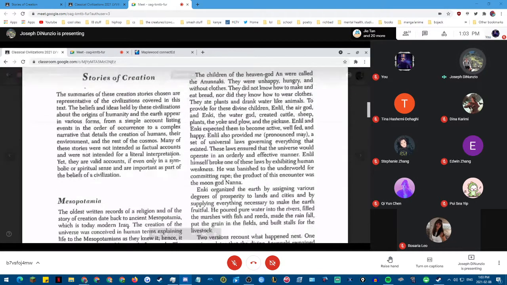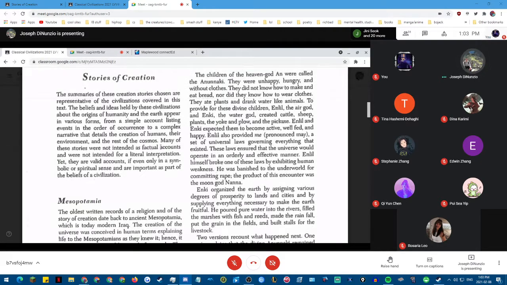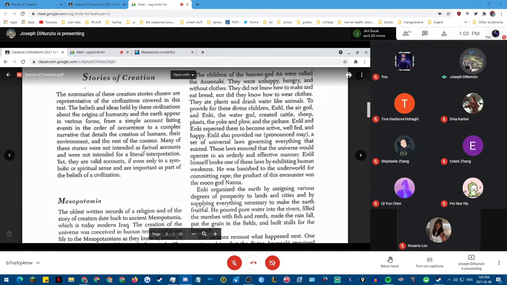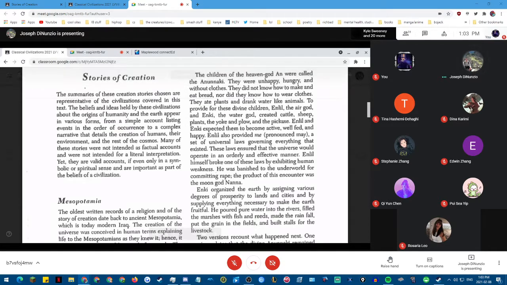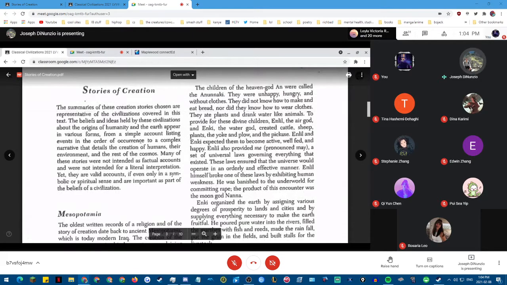Good. I think that's really important, that last part. Many of these stories were not intended as factual accounts and were not intended for a literal interpretation. Yet they are valid accounts, even if only in a symbolic or spiritual sense, and are important as part of the beliefs of a civilization. Okay, so this is what you're going to be reading for me today, the stories of creation.